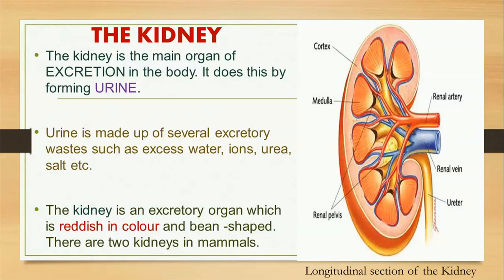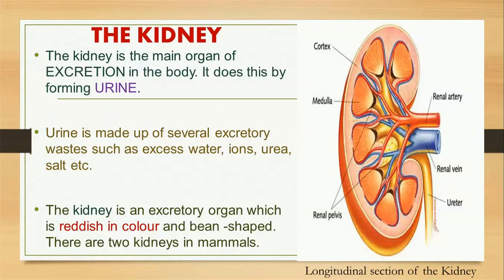Now, here is the longitudinal section of the kidney. So join me, let's study the structures together. The outer part of the kidney is called the cortex. The inner part is called the medulla. These two lead to a triangular shaped structure called the pyramid. The pyramid leads to the renal pelvis, simply called pelvis. The pelvis leads to the ureter, which is a tube that connects the kidney to the bladder.